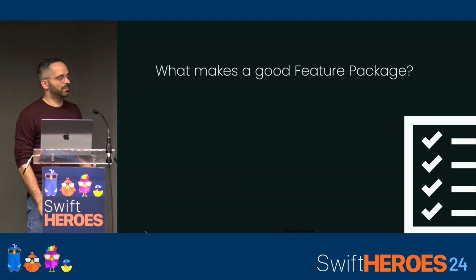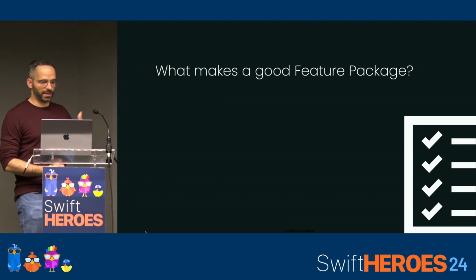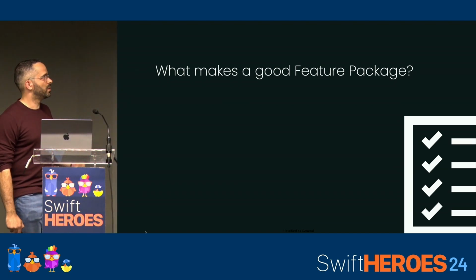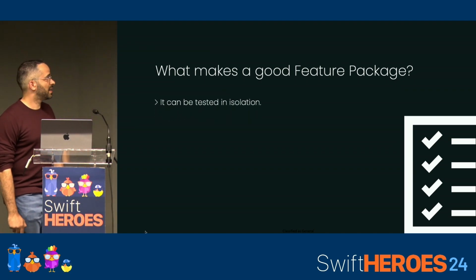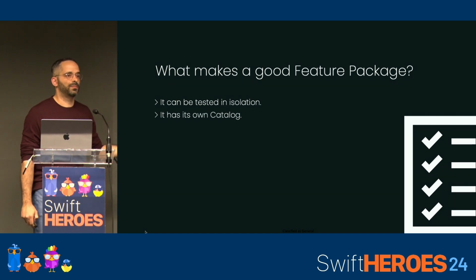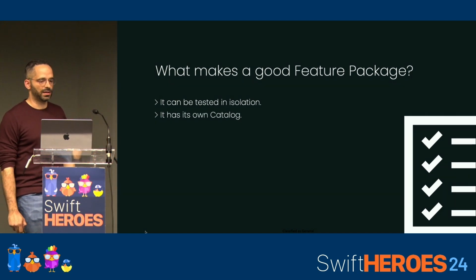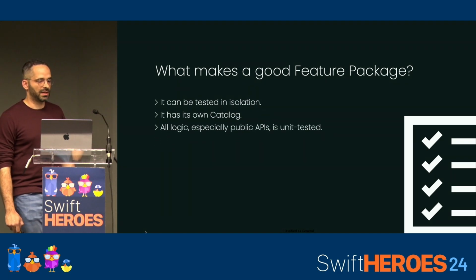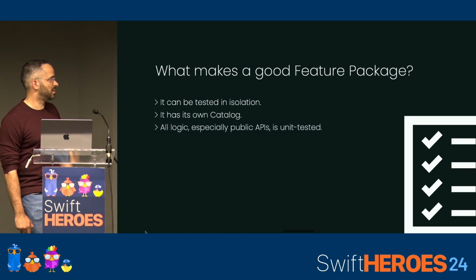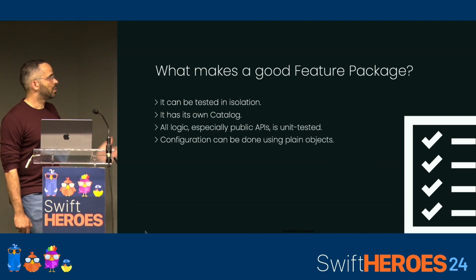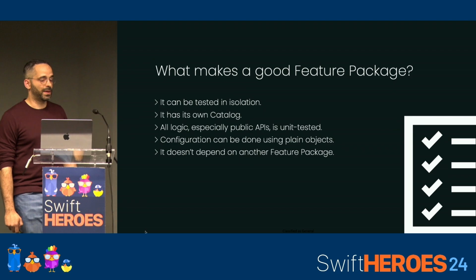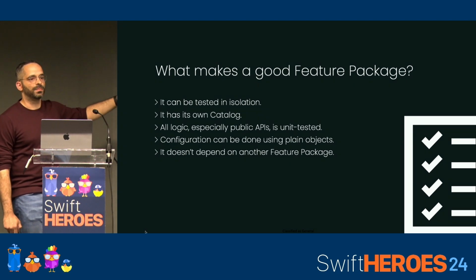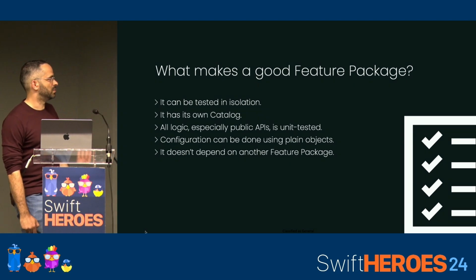So for a feature package, we developed a document to give the developers, where we make a list of the things we consider a good feature package has. First, it can be tested in isolation. It has its own catalog that provides visibility, and we're going to see an example later on. All logic, especially public APIs, is unit tested. Configuration can be done using plain objects. It doesn't depend on another feature package, and again, you can use dependency inversion and dependency injection to help you with this.